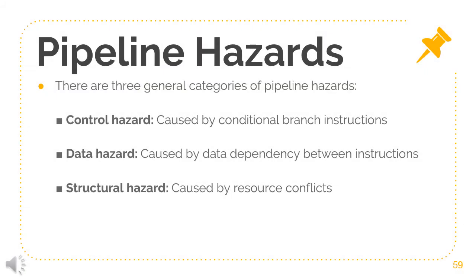There are three general categories of pipeline hazards. Control hazard, caused by conditional branch instructions. Data hazard, caused by data dependency between instructions. Structural hazard, caused by resource conflicts.